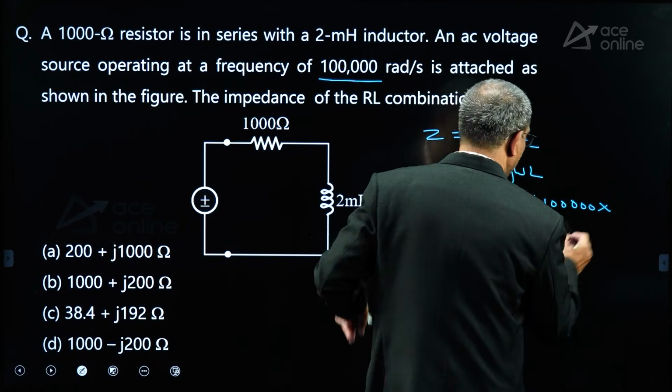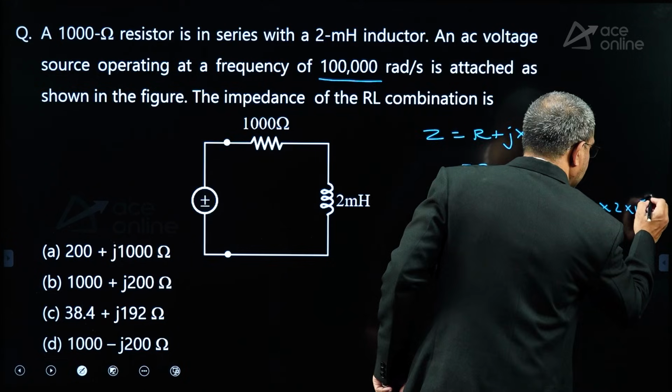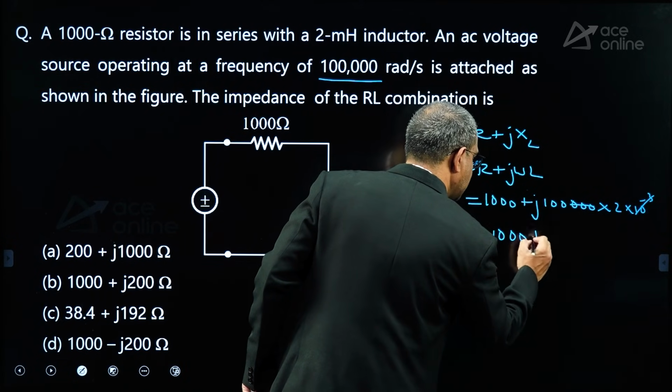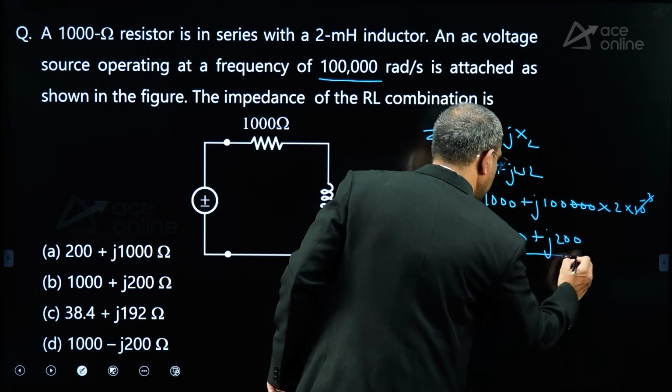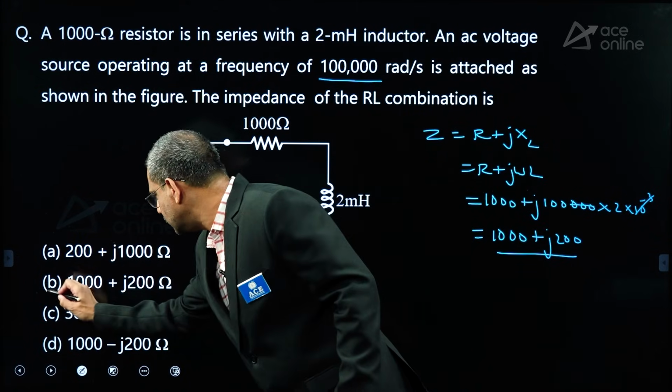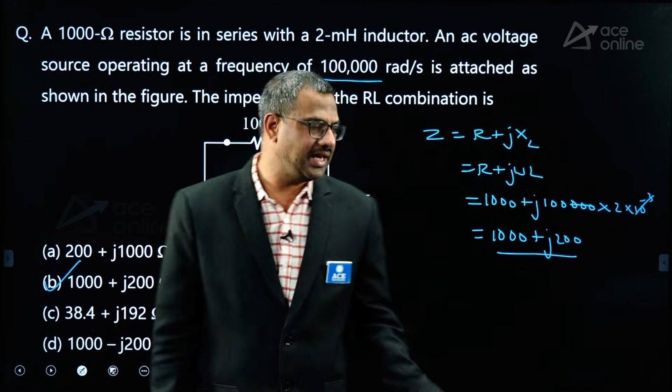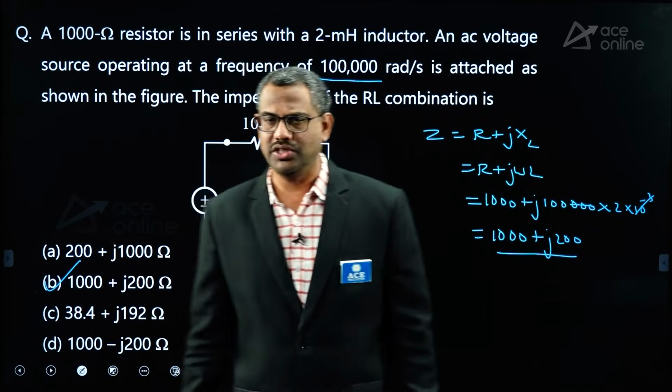What is L in the circuit? 2 milli, 2 into 10 to the power of minus 3. So remove milli and this confusion. So it is 1000 plus j into 200. Yes, answer is B. Impedance is R plus jXL, omega L. 1000 plus j into 200.